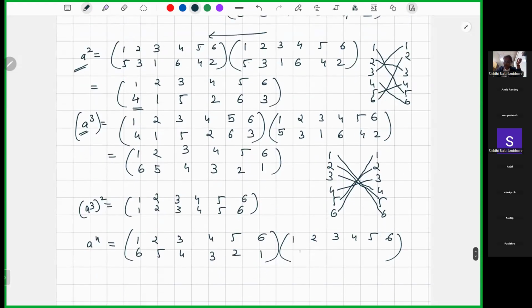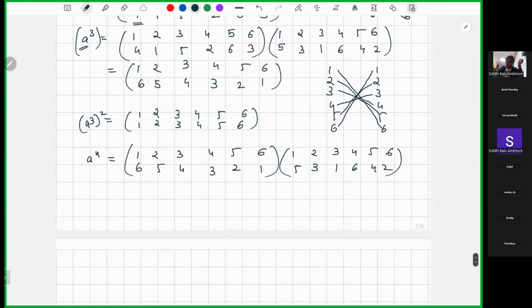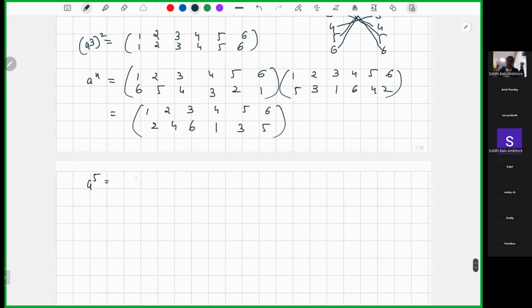5, 3, 1, 6, 4, 2. 1 goes to 5, 5 goes to 2, 2 goes to 3, 3 goes to 4, 4 goes to 1, 1 goes to 6, 6 goes to 1, 5 goes to 4, 4 goes to 3, and 6 goes to 2, 2 goes to 5. Okay, and the final check.